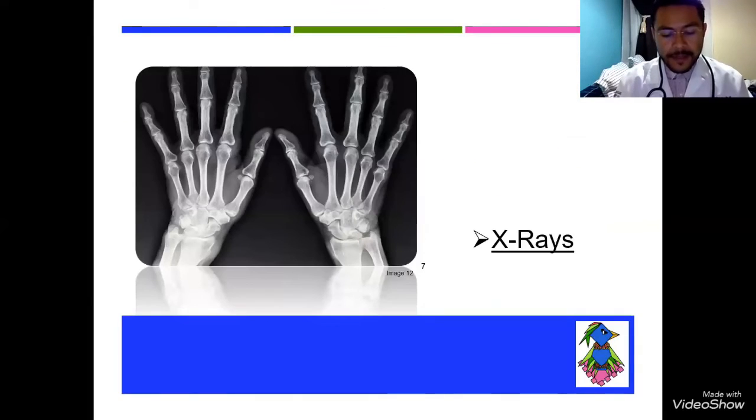X-rays and other studies like ultrasound provide images of the dense structures, such as the bones.